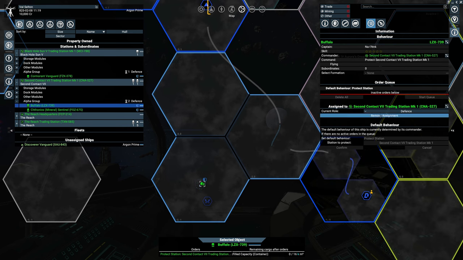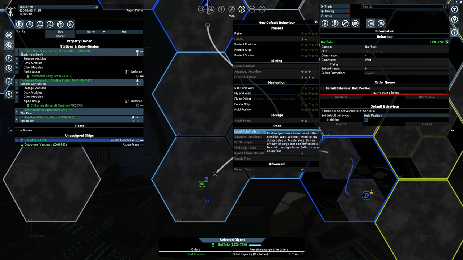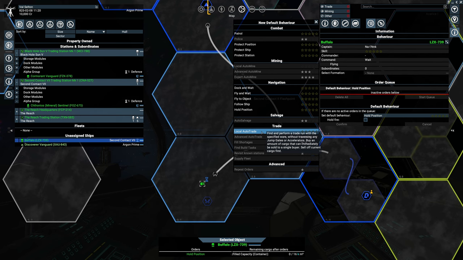So that means your restrictions are going to be across the fleet. For example, if you go to behavior, and obviously it's assigned at the moment, but if you assign it for trading, it will be limited. So let's cancel that and remove the assignment so I can show you. Local auto trade. As you can see here, it says find and perform a trade run with a specified ware, so you have to specify the ware, without traversing any jump gate or accelerators, buying an amount of cargo that can be immediately sold to a single buyer. Sell off current cargo first. What that means is it will find a single trade, fill up only the amount that it can definitely sell, and then travel from there to there, and done. That's it. It could be 10 of something, it could be 100 or 1,000. You don't know.